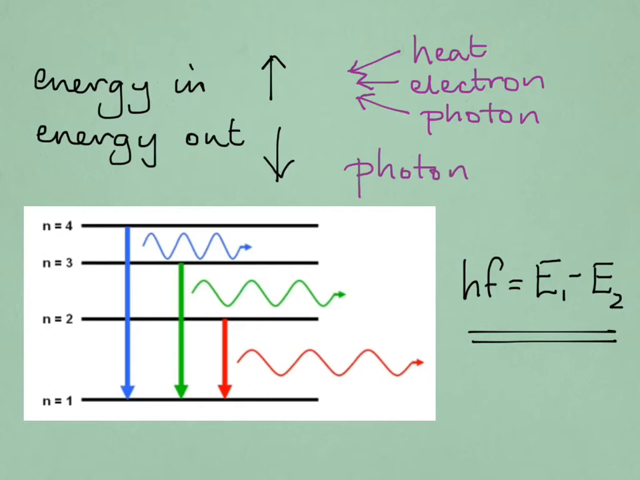And to calculate what frequency a photon comes out, you just need to use this equation. hf, the energy of the photon, is equal to the difference between the 2 energy levels. So you just have to read the numbers off of the energy level lines here. Don't worry too much about sign. I would suggest you just take the smaller number away from the bigger number, and you just need to be aware of whether the arrows are pointing down, in which case the photon's coming out, or if they're pointing up, that means the energy's going in.